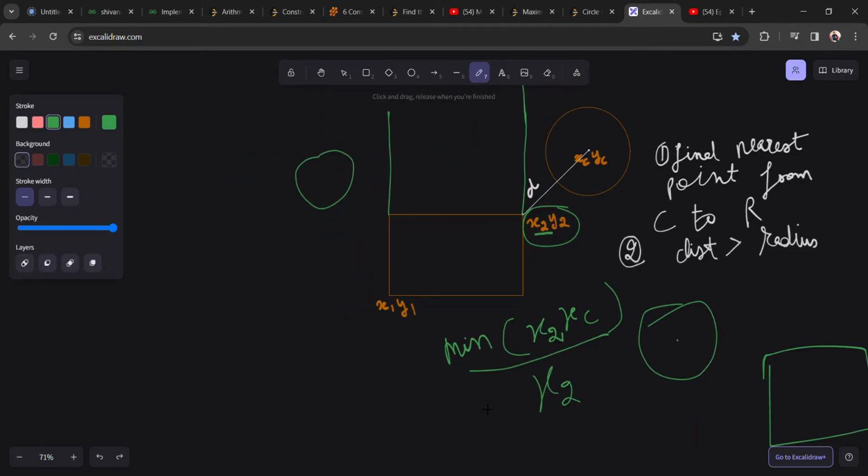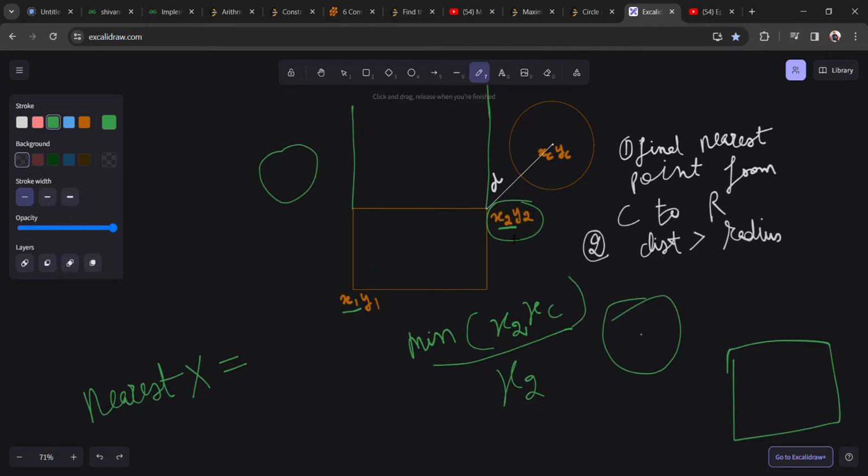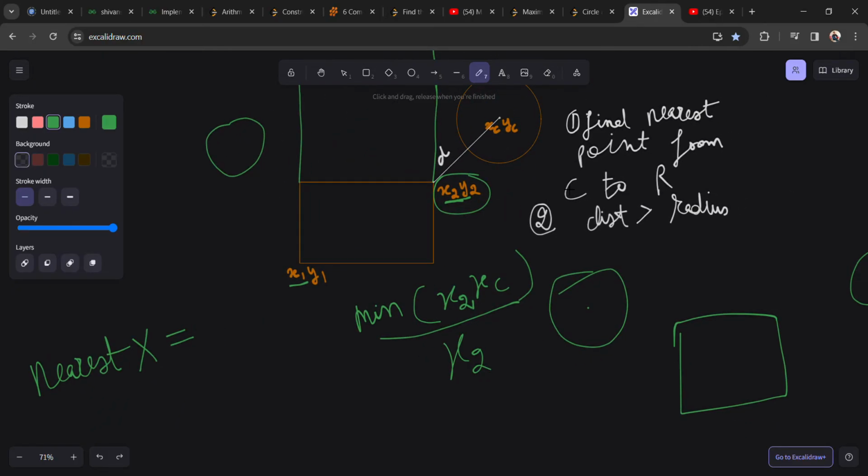Now what I need to find out is the nearest point. I can say I need to find out the nearest x from the center. So which x is the nearest to this circle? Okay, so what I can say, it may be this one, it may be this one. It can be either of these two.